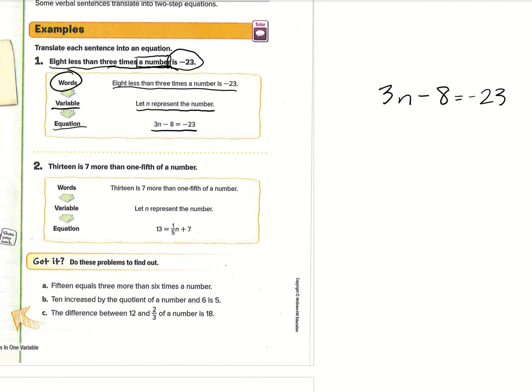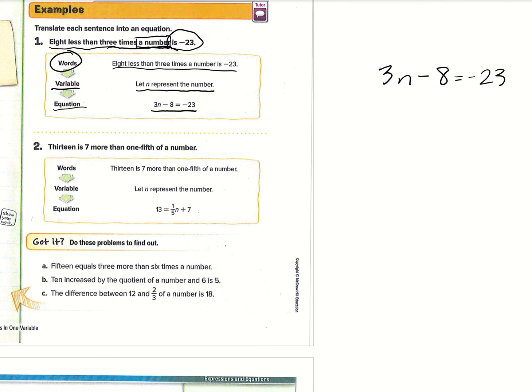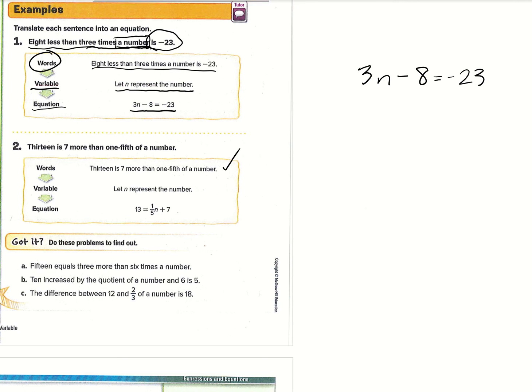So let's go ahead and look at number 2 as well, and then I'll let you try a couple on your own. It says 13 is 7 more than 1/5 of a number. First, again, you have your words. Don't have to do anything for that step. Second, we have your variable. Again, a number is the thing you don't know in this one as well, and they're going to represent that with n. And then you just write your equation from there.